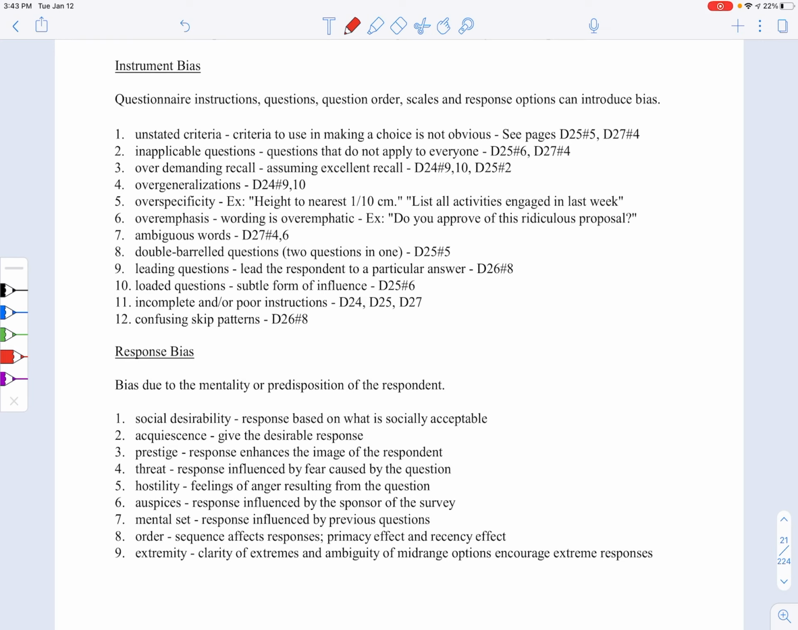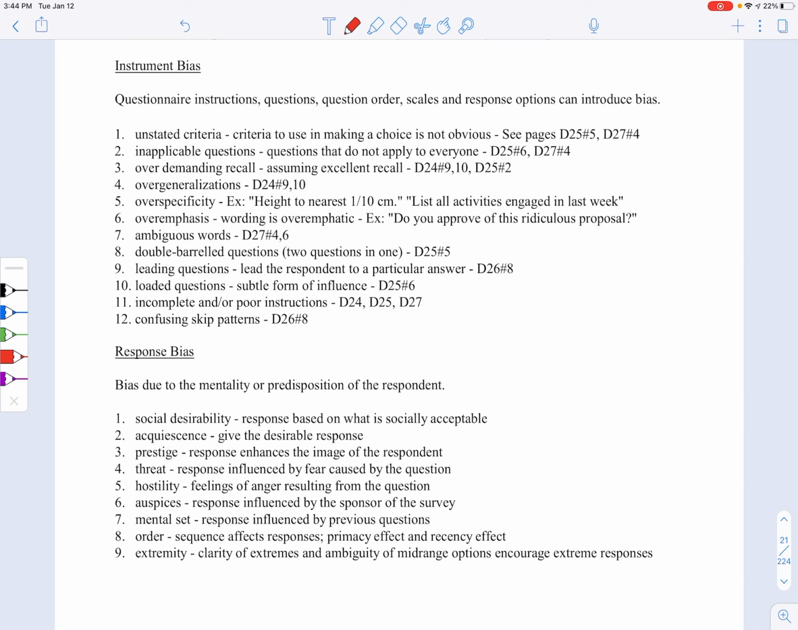And what you'll see is that at the end of each one, it refers to pages which are later in this unit. So the first one says Unstated Criteria, page D25, number 5, and D27, number 4. I've got a number of surveys that we will work through. There are actually examples of bad surveys, ones that need to be fixed up, and so we're going to go through them and fix them up. These are referring to the page number where you'll find them and the question number. Now, I'm not going to jump back and forth. That would be too difficult to do.